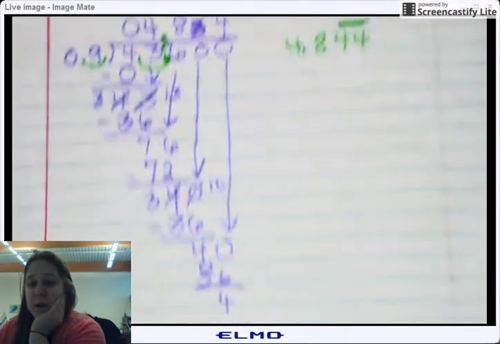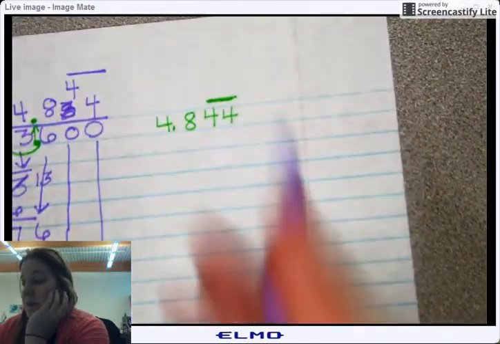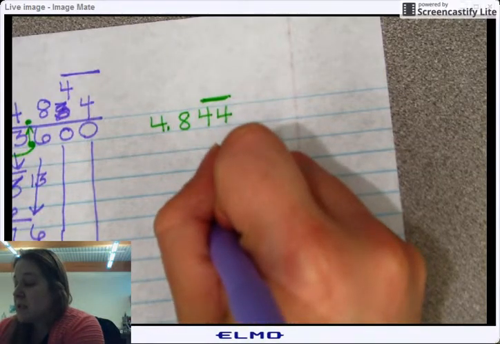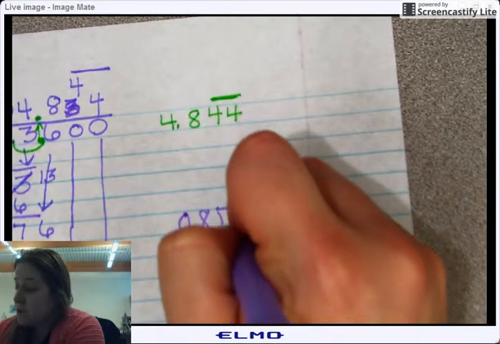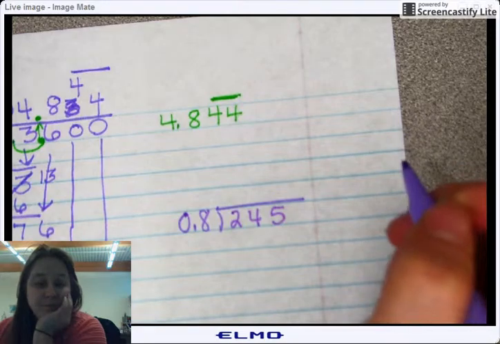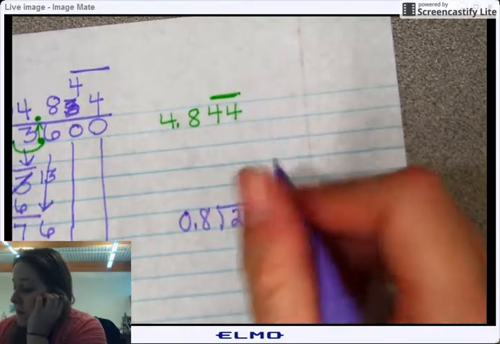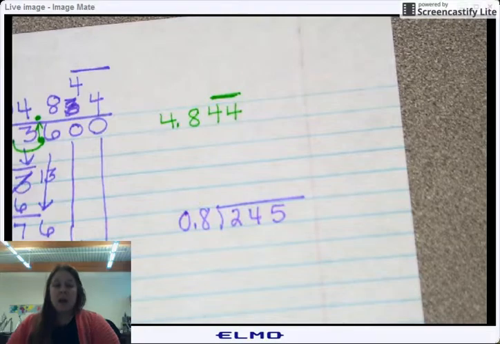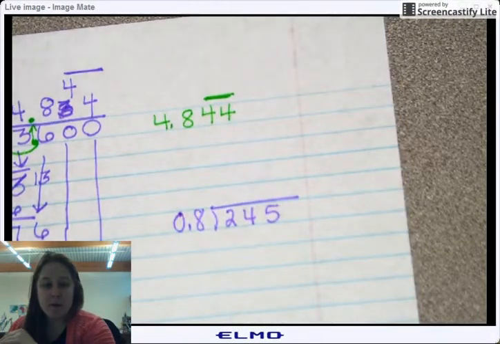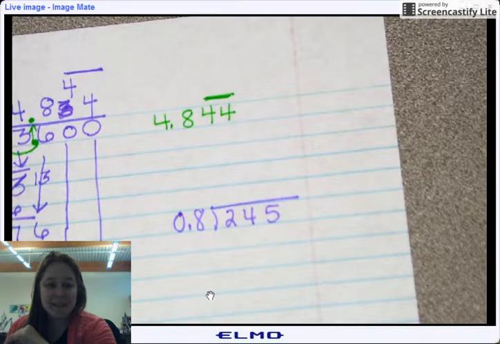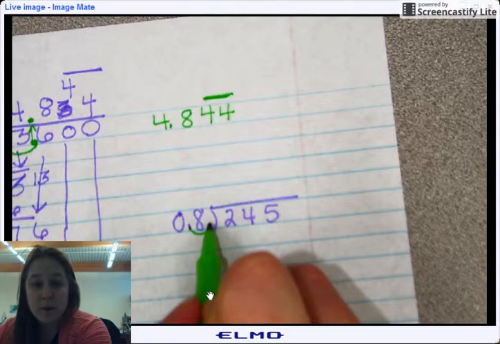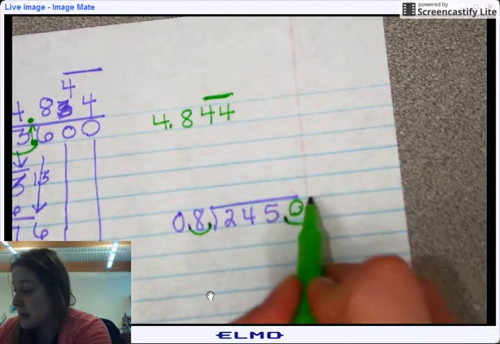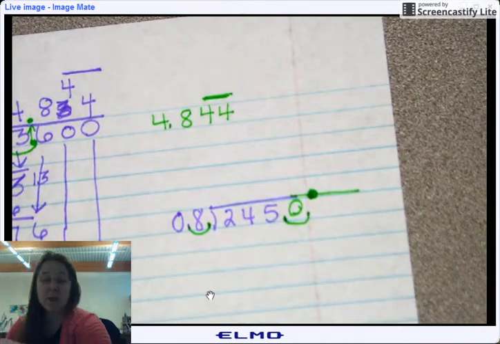Okay, let's try another problem here. I'm going to come right over on this side because I got plenty of room. I'm going to do 0.8 divided by 245. Remember, the first thing I need to do is move this decimal. So once I move it over 1, there's nothing here. So what do I have to do? My decimal's originally here. I need to move it over 1. So now my decimal is here. I'm going to make it nice and big and dark so I can see it.